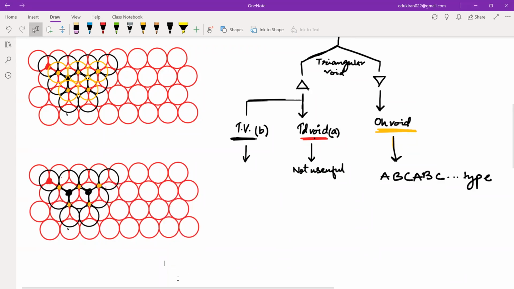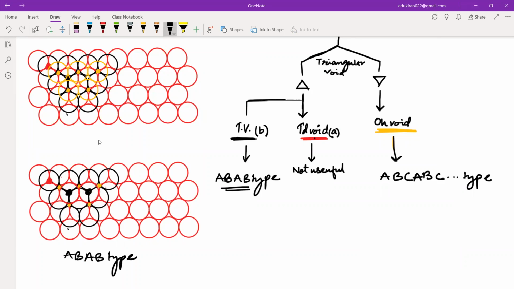So this is essentially AB type. Okay. So here you have got AB type. This is, if I put atoms, let me put atoms only. Okay, so this is your AB type. This is ABC type.